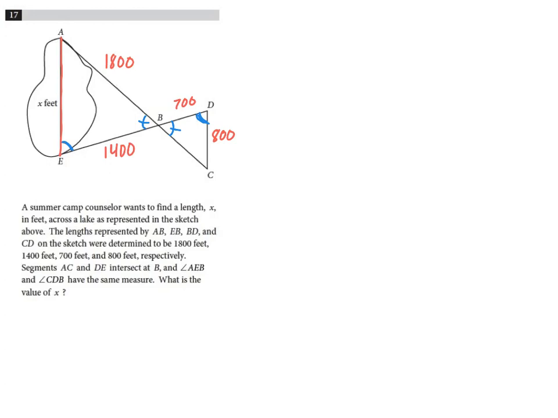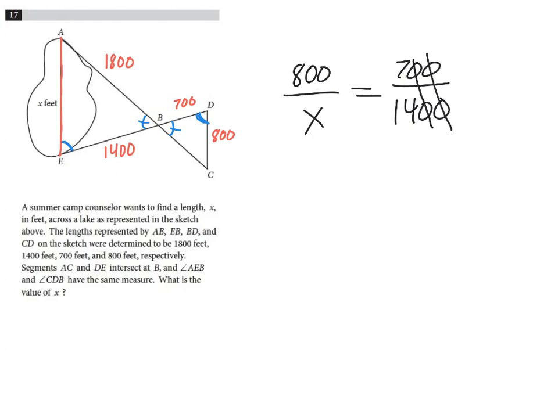So it looks like this 800 corresponds to x, and we need to find the value of x. Okay, good. And it looks like 700 on the small triangle is going to correspond to 1,400. Alright, well, before I get started, it'd be good to simplify my fraction on the right a little bit. So we've got 7/14.